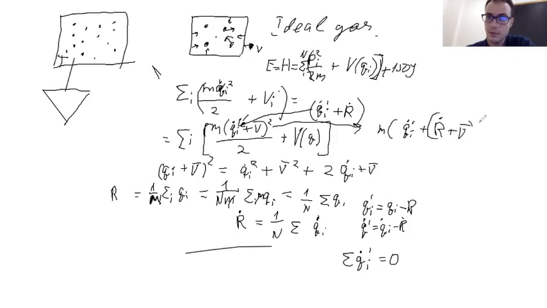Okay, and this is squared. In other words, what we did by moving the whole system is only to start moving the center of mass with the velocity v bar. Okay? Is it clear? Who has questions?